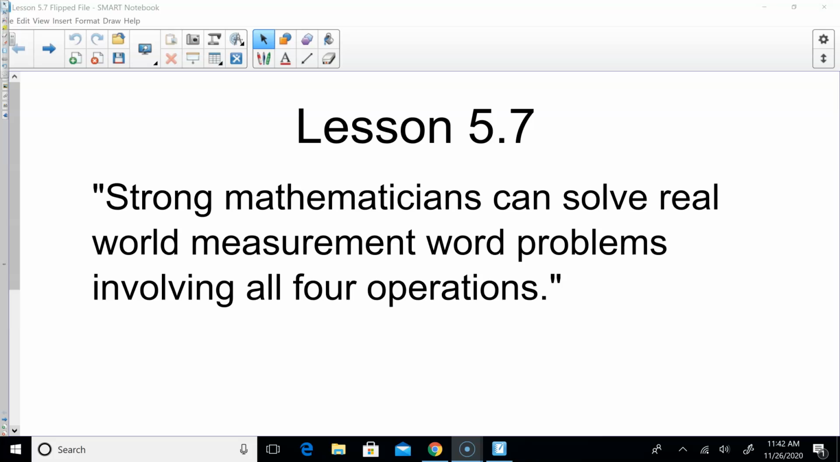Today, strong mathematicians can solve real-world measurement word problems involving all four operations. So take our skills of measurements and units of measurements and perimeter and area and put them all together and see if we can solve some real-world measurement word problems. So you got your pencil, your notebook, write down today's date, the name of the lesson, and let's get started.